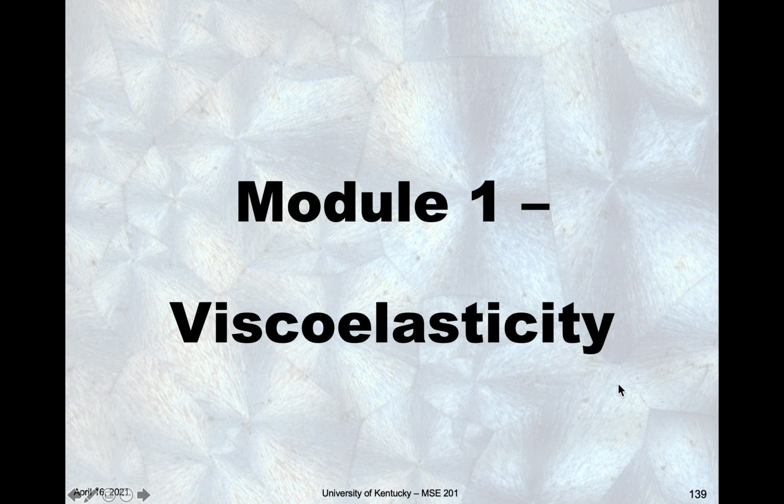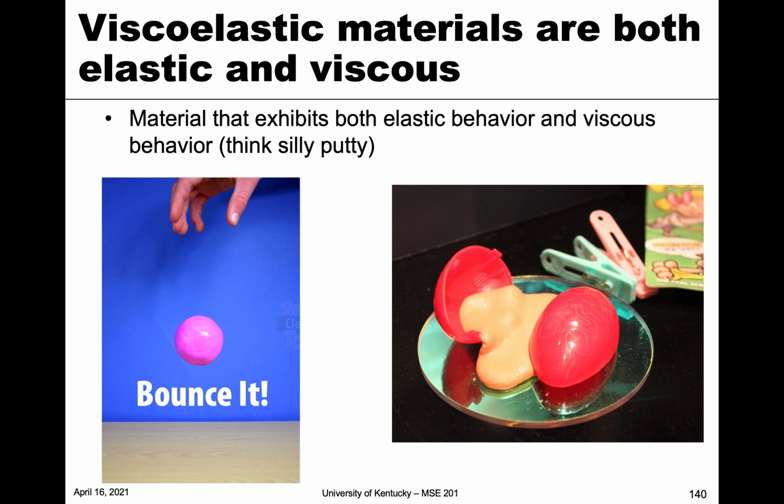In this module, we're going to talk about viscoelasticity, which is a specific mechanical property that many polymers exhibit. All right, so what is viscoelasticity? This is a property of a material in which they exhibit both elastic properties, like we've talked about with metals, but also viscous behavior, which you might think of more as a liquid behavior.